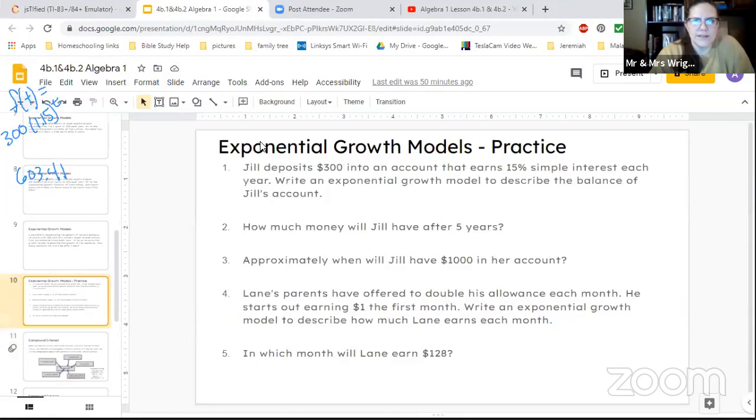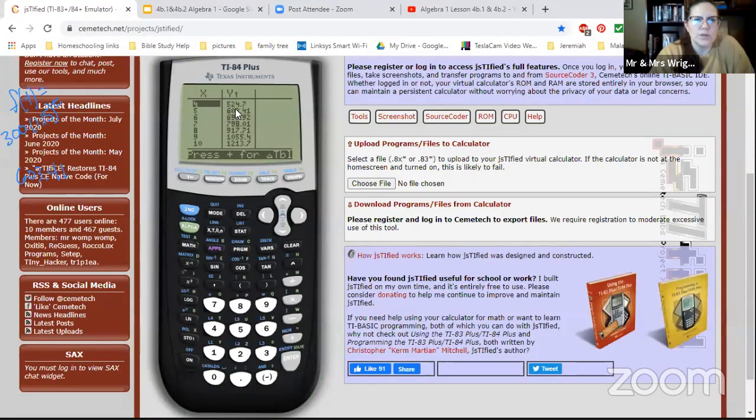And let me look back here. What was it we were looking for? We want to know when will Jill have $1,000 in her account? Okay, so we want to look at the y values and see when it gets to be $1,000. And it's right here. Year 9 is $1,055.04. So it's in the 9th year that she's going to break that $1,000.